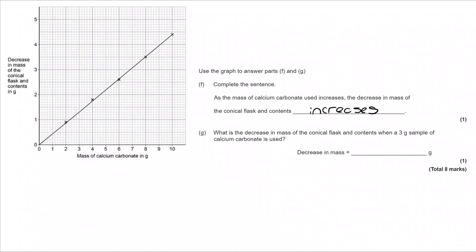And then finally, what is the decrease in mass when a 3 gram sample of calcium carbonate is used? Now you might be tempted to do this by eye. I would always recommend take out a ruler and put the lines in, as you can see that I've done here. And what you can very clearly see then is that at 3 grams we would expect a loss of mass of 1.3 grams. That takes us to the end of the question.